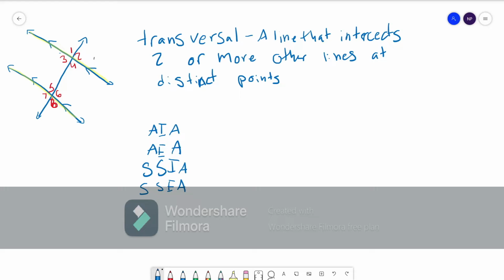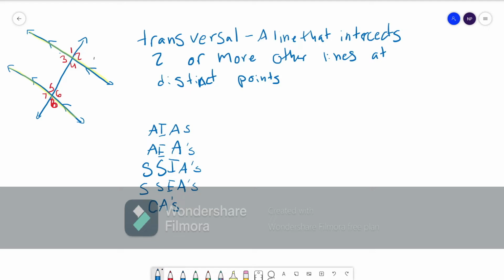So, we also have corresponding angles. All these are supposed to have a little apostrophe S at the side because it's angles, but whatever. Corresponding angles. So this is as if you were taking this and moving it down to the next intersecting point, meaning that 1 and 5 would be corresponding angles, 3 and 7, 2 and 6, and 4 and 8. Alright.